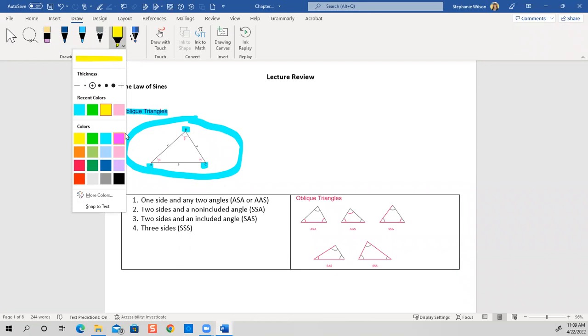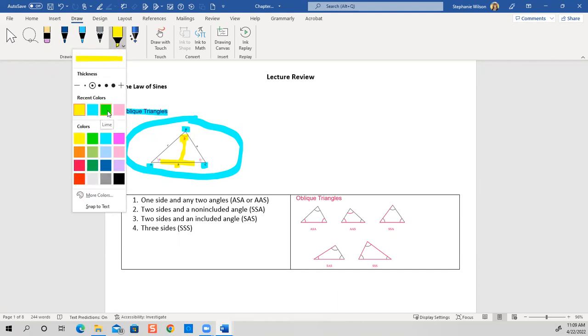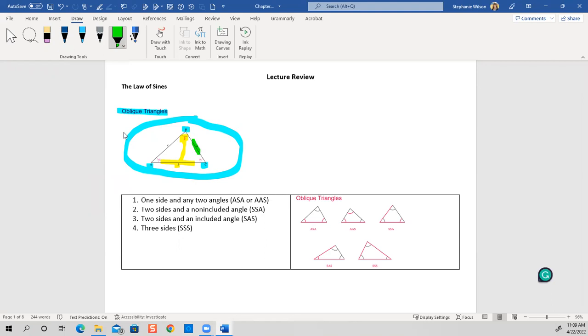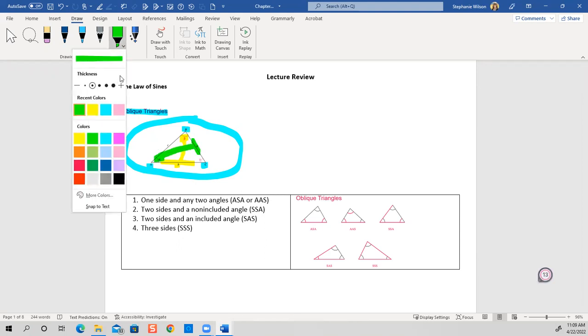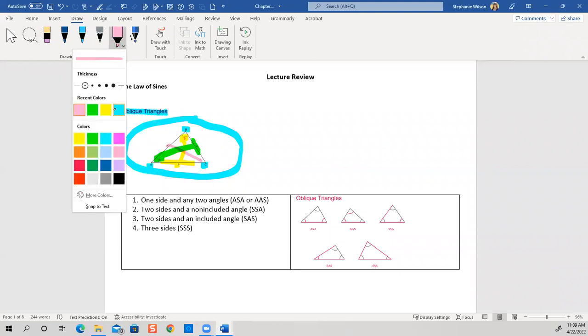We have little b here, and little b is across from the angle beta. Over here is side little a, and it's across from the angle alpha. And then we have little c here, which is across from the angle gamma. So now let's come down here and look at some more information.